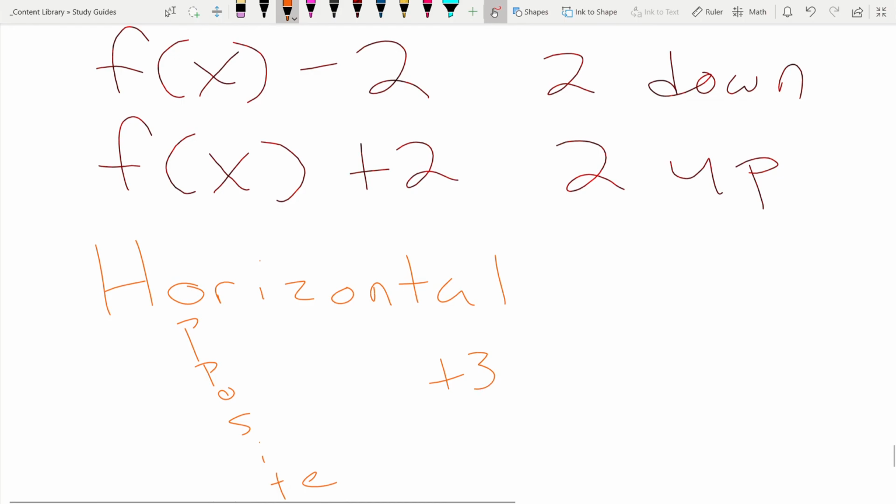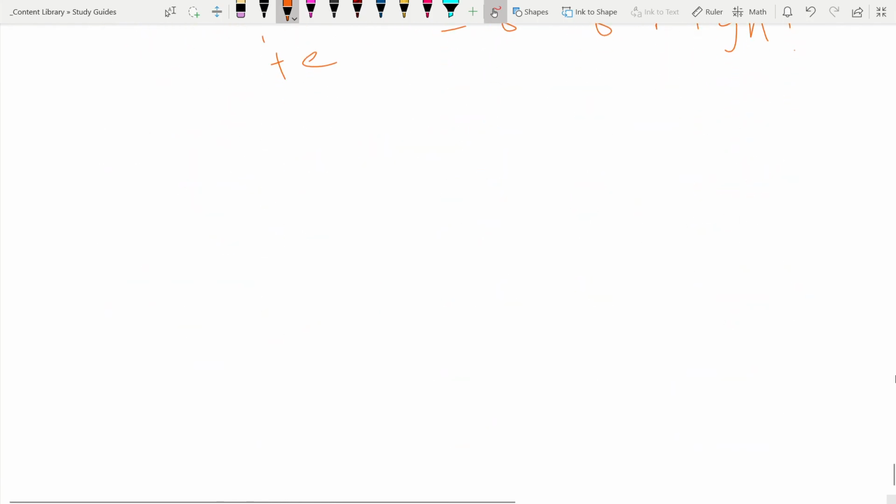So if you can remember that you're doing horizontal motion, you can remember, oh, if I see a +3, it's not 3 right, it's actually 3 left. If I see a -8, it's not 8 left, it's actually 8 right. So if you know you're messing with the horizontal motion, you know it's the opposite of what you see. Just like for vertical, it's not that.